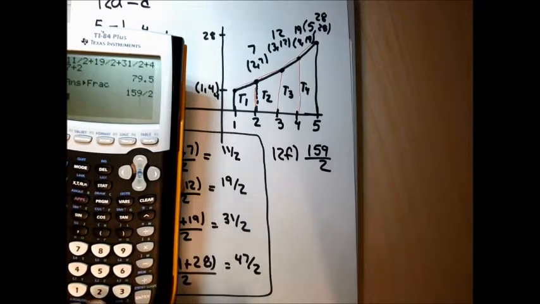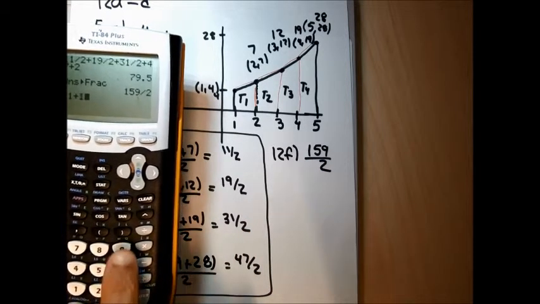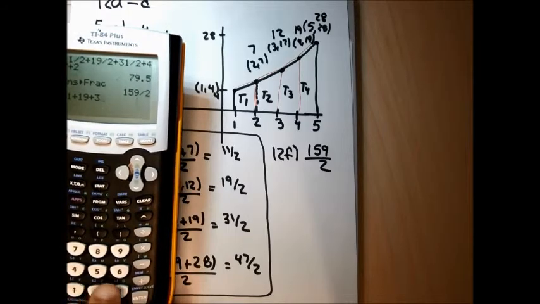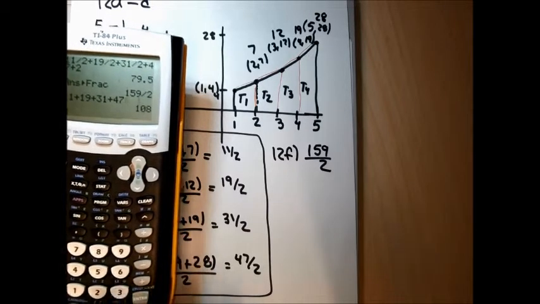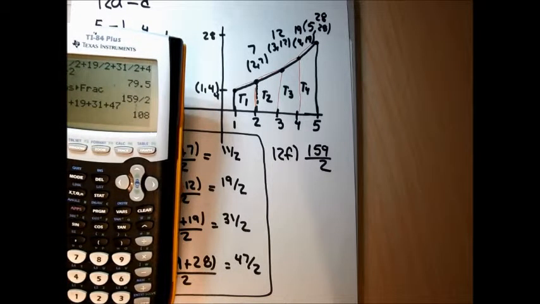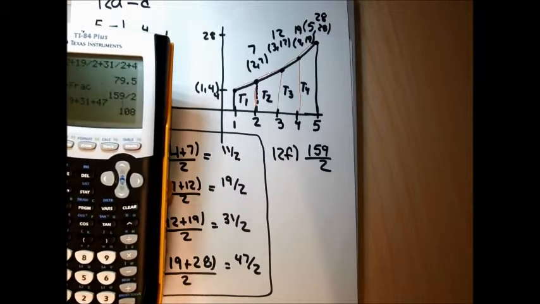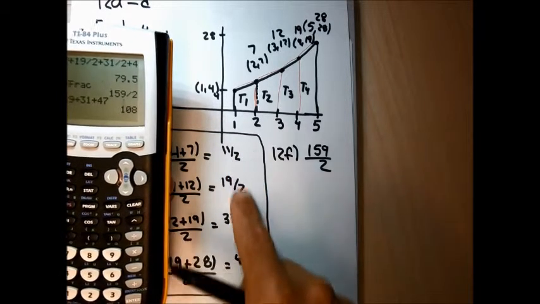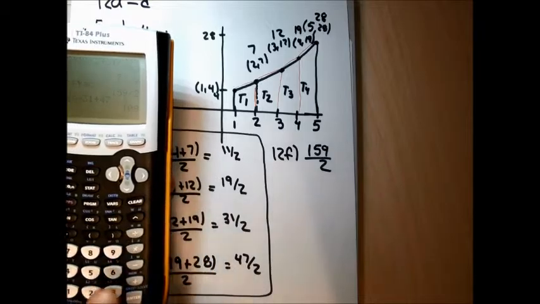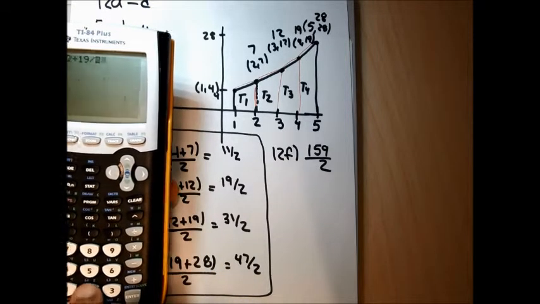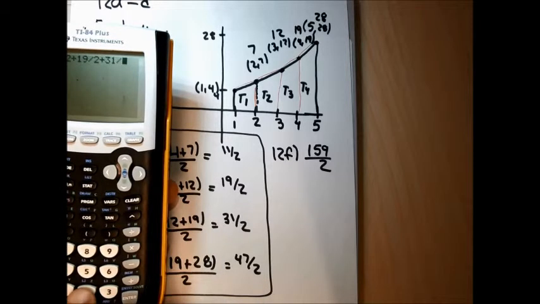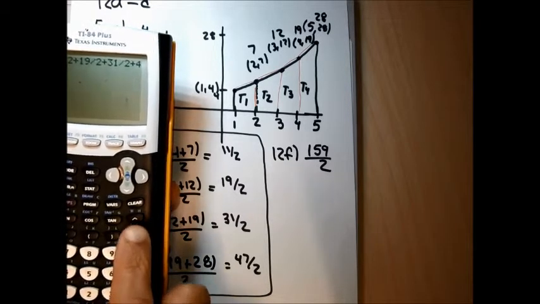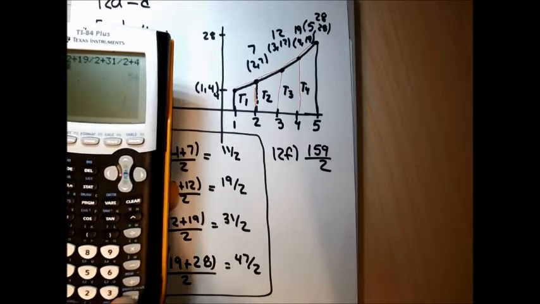What I could have done is just added 11 plus 19 plus 31 plus 47, and know that I made a mistake somewhere, huh? Let me redo this adding. Could do 11 divided by 2 plus 19 divided by 2 plus 31 divided by 2 plus 47 divided by 2.